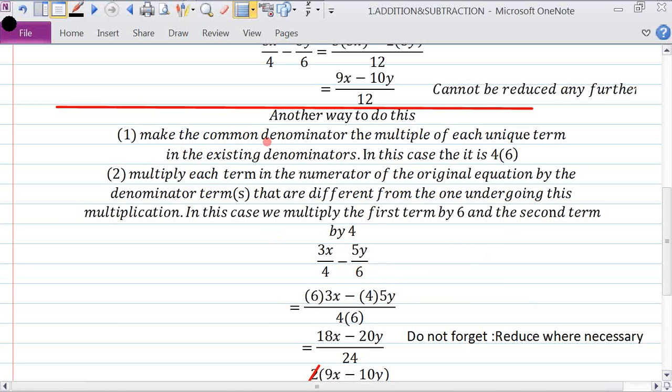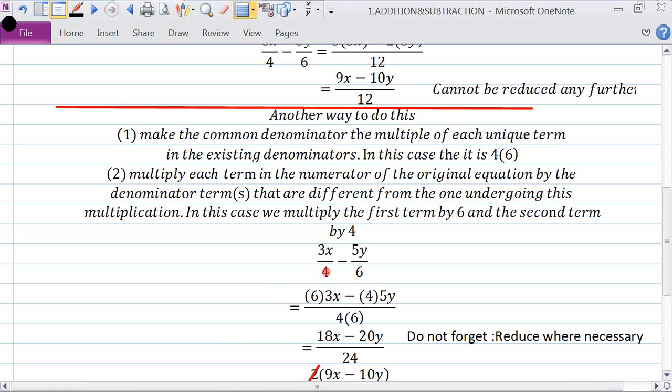So let's do it. Make the common denominator the multiple of each unique term in the existing denominator. So I'm going to make the common denominator. It's not the least common multiple, but let's say I don't know. Let's say I have 22 and 57. So I don't know what the least common denominator is.